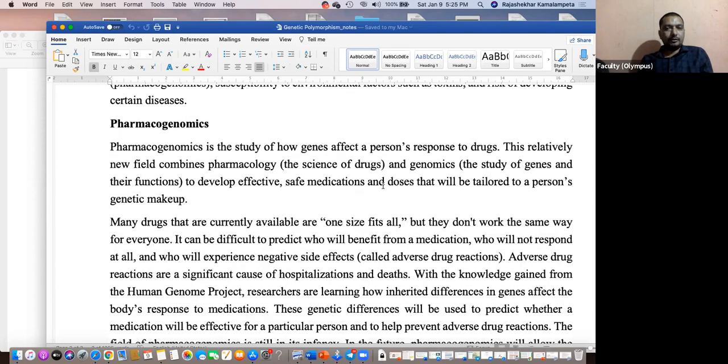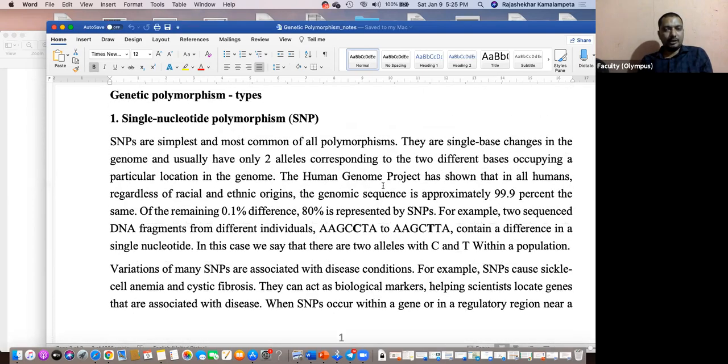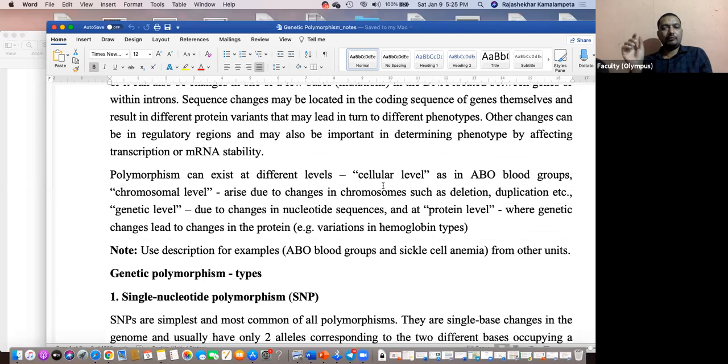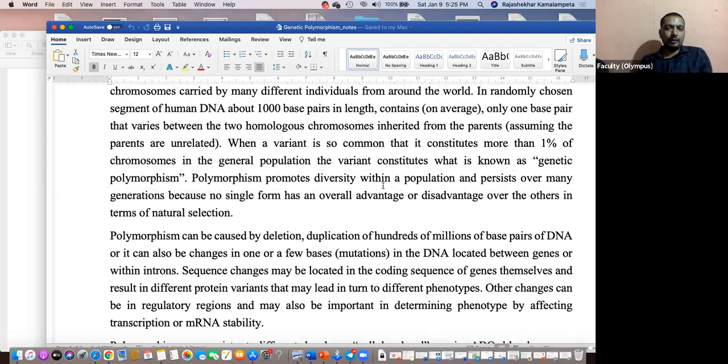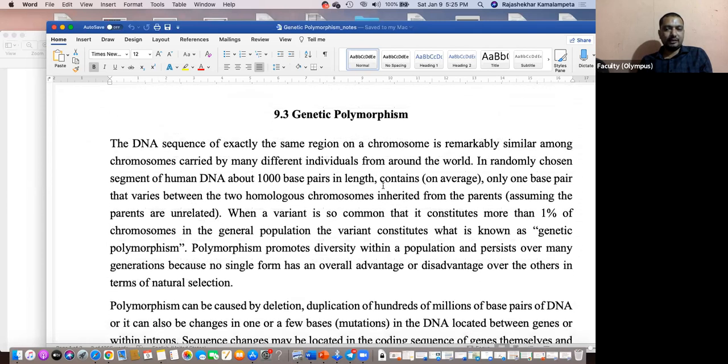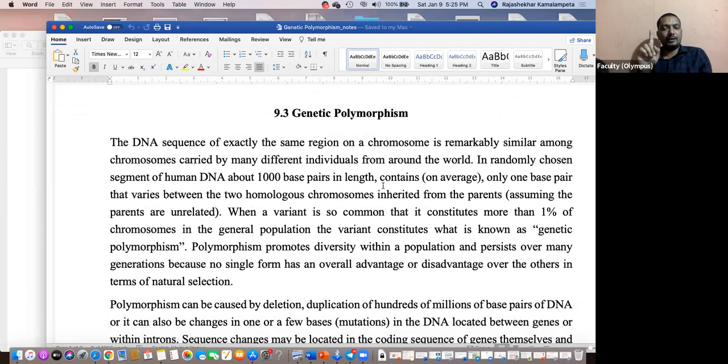So what did you learn here so far? Genetic polymorphism. What is genetic polymorphism? Poly means many, morphism means forms. What is the minimum existence for this? At least 1% of the population should contain this variation. Then it is called polymorphism.